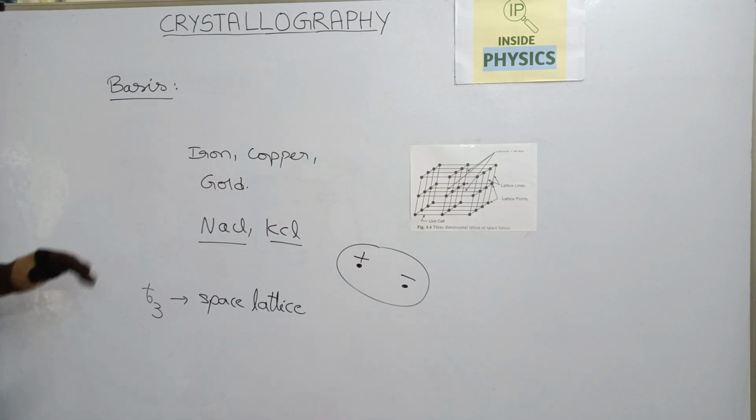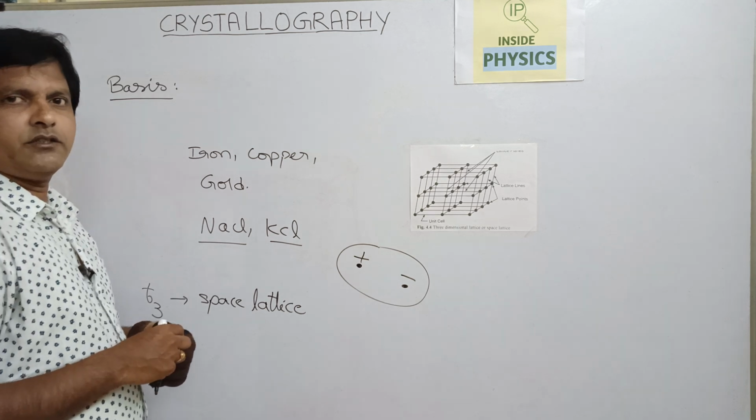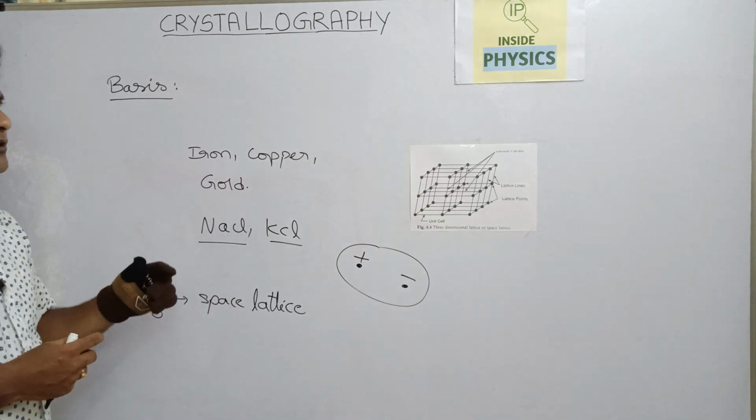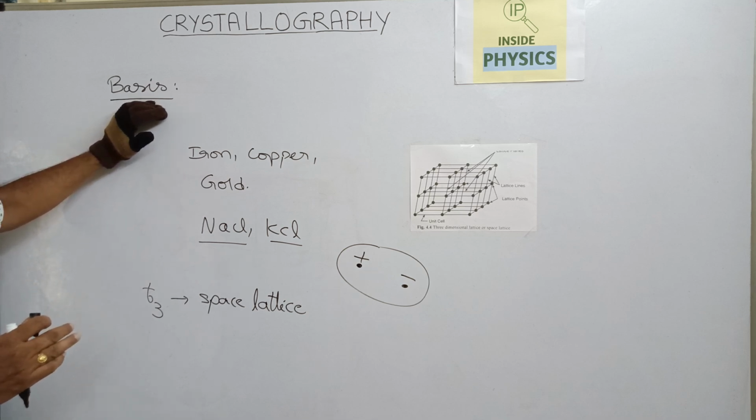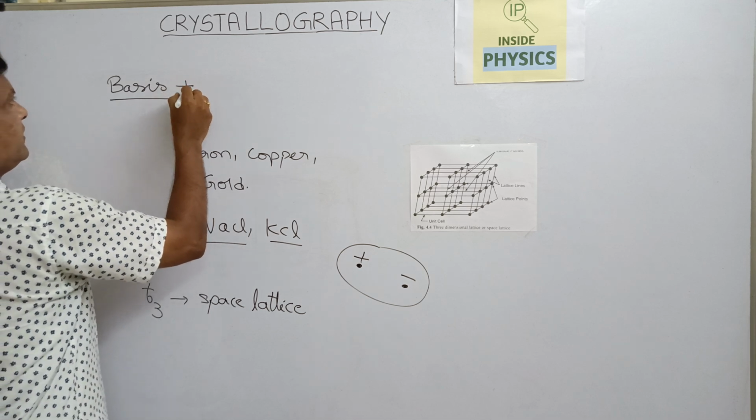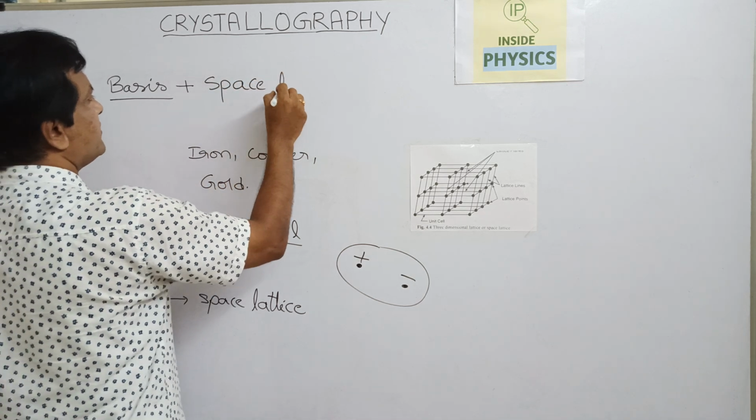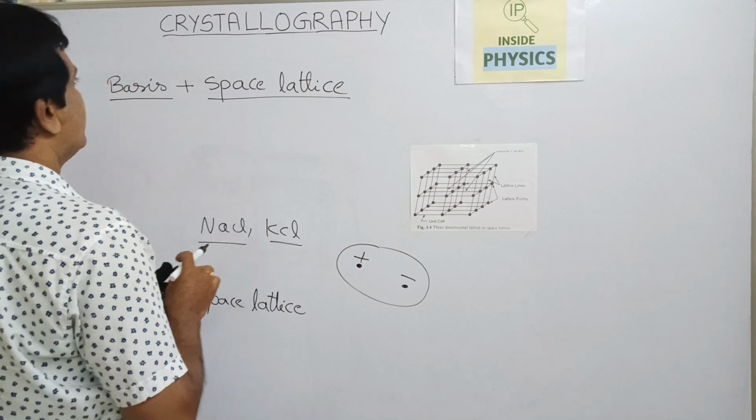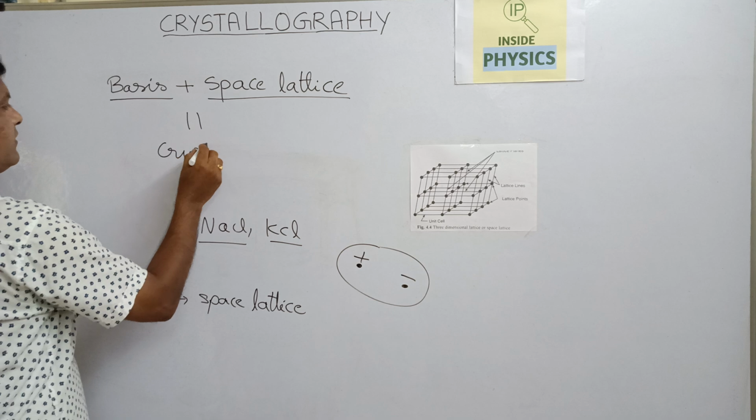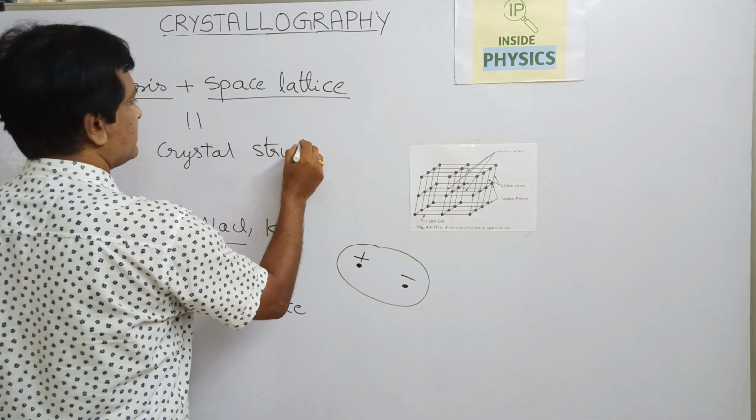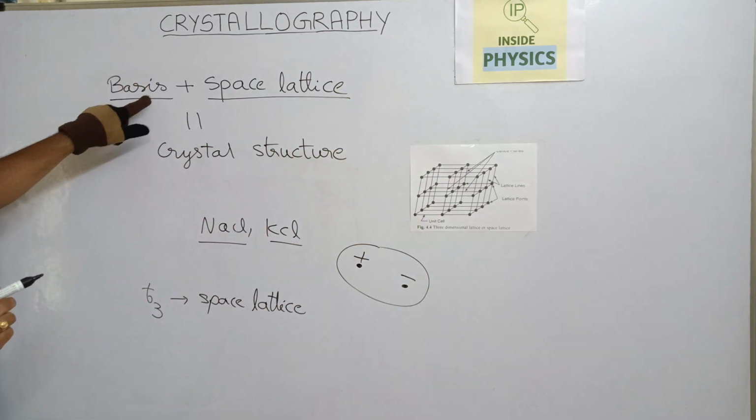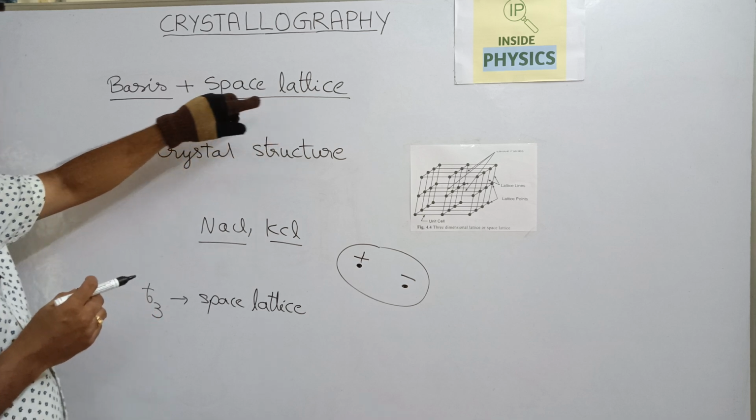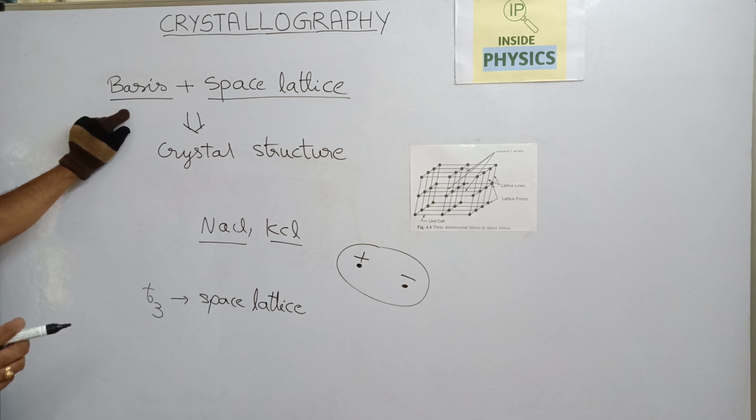If it is a triatomic crystal like calcium difluoride, the basis is 3. The number of atoms forming around the lattice point is 3. So lattice plus basis gives the entire crystal structure. Basis plus lattice gives the crystal structure. This space lattice is a geometrical arrangement, and the atoms participating in that arrangement form the basis.